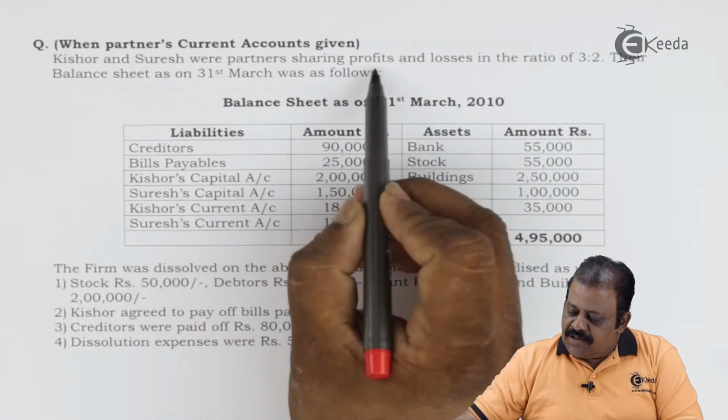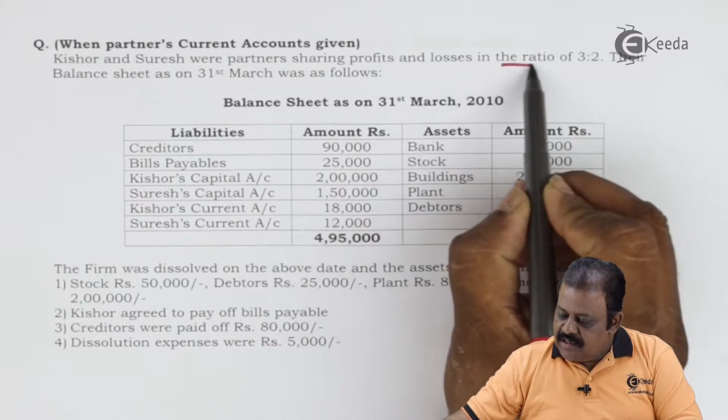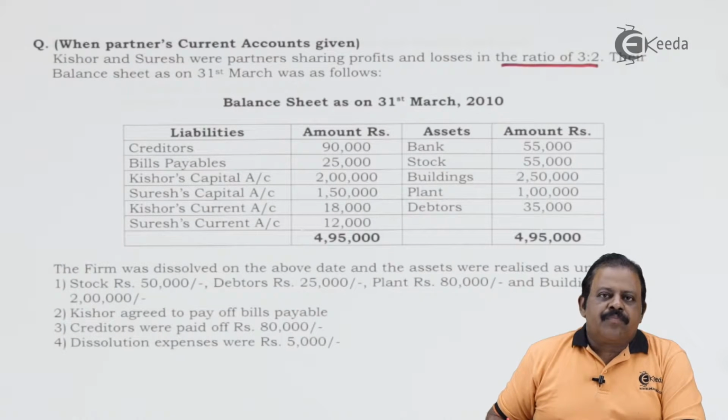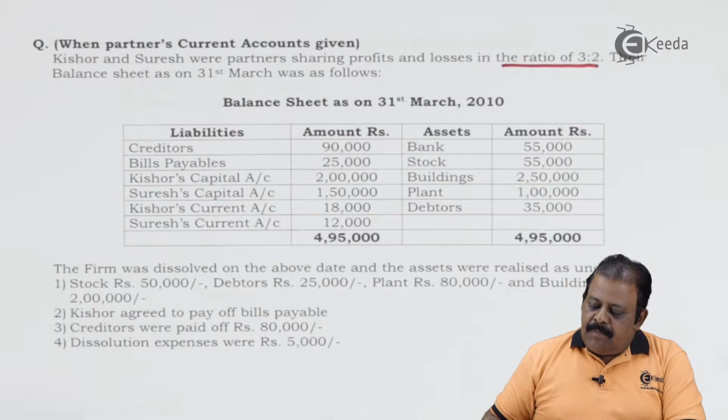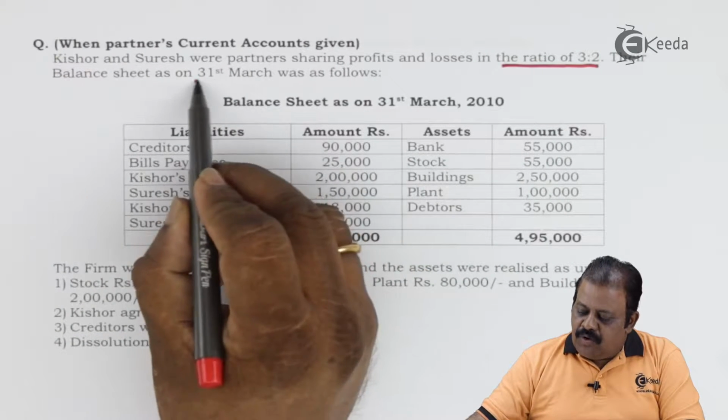Kishore and Suresh were partners sharing profits and losses in the ratio of 3:2. That is 3/5, 2/5. Their balance sheet as on 31st March was as under.